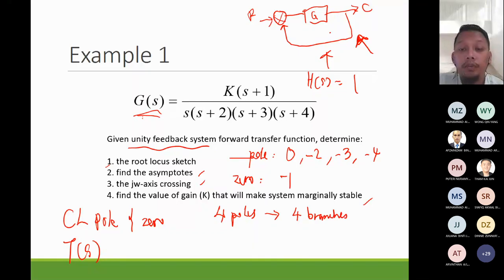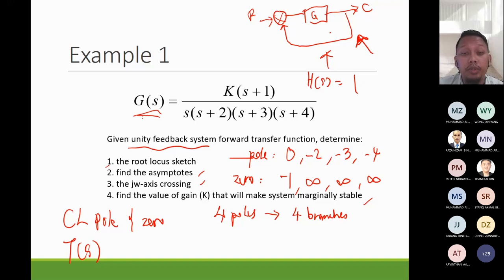And then we only have one zero here, which is minus 1. And then we know that the root locus will start at a pole and then will end at a zero. So kita kena tambah three more zeros to make them equal, okay? So infinity, infinity, and also infinity. So from here we know that one of the root locus will go to minus 1 and the other three root locus akan pergi ke infinity. Maksudnya dia garisan yang panjang lah, okay, ke infinity. So we can imagine the shape already, sort of, okay.